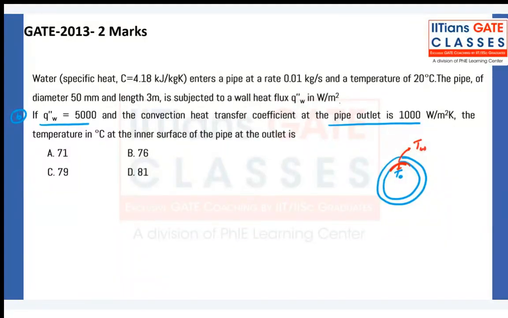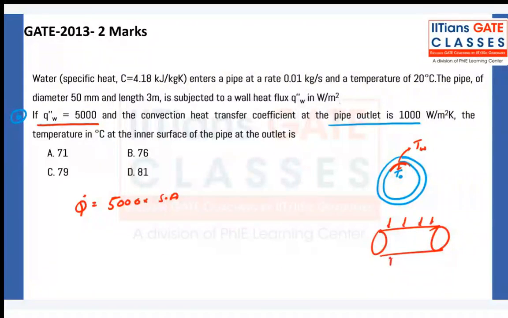So again, I'll do the same thing. Now this heat transfer is fixed. It does not depend on x. So the total heat transfer will be 5000 into surface area, because whatever you are giving, you are giving it from the outside of the body, right? So into surface area, you can find out total Q.